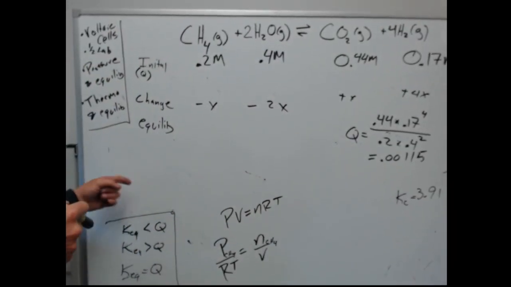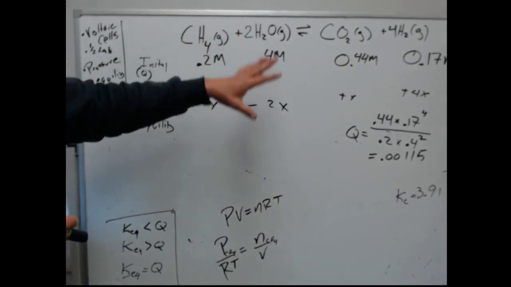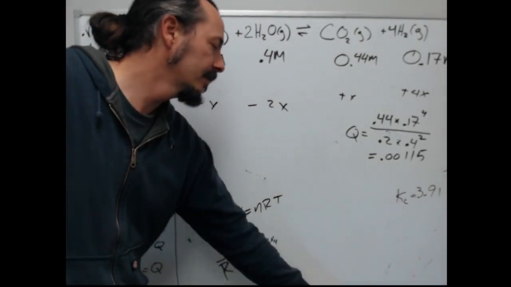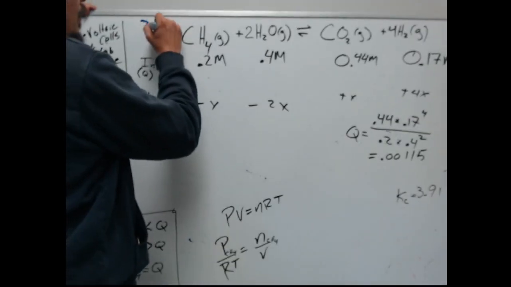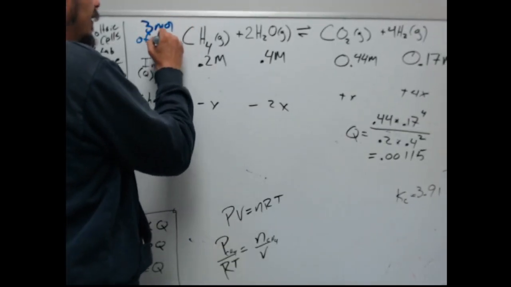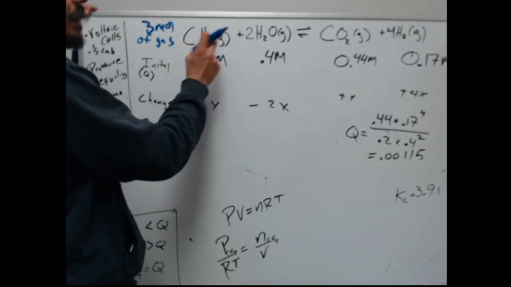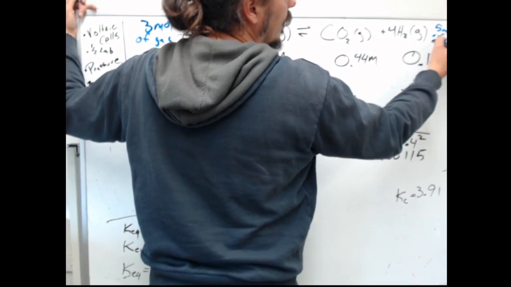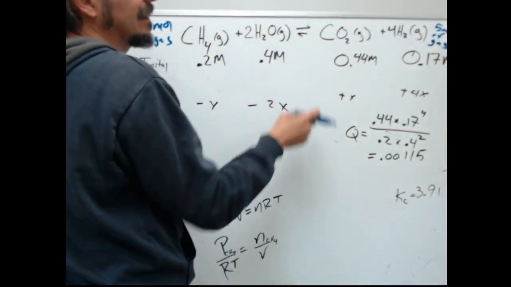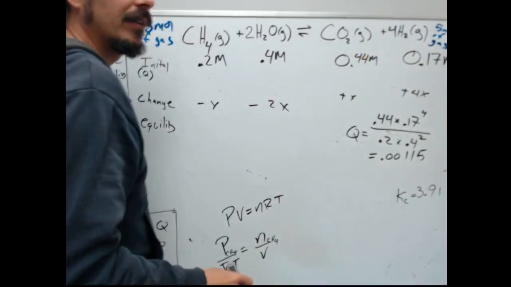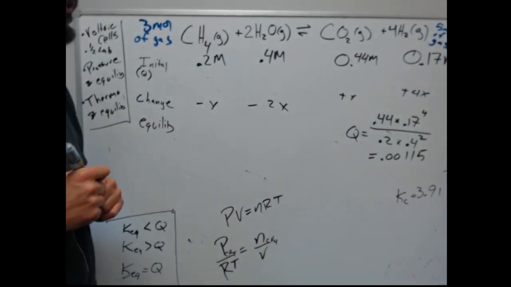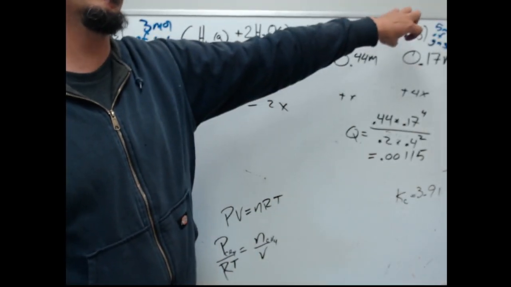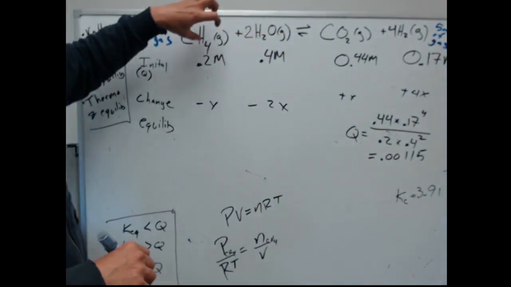So this pressure idea, the way I think about it is, I've got 3 moles of gas on my reactant side, 1, 2, 3, and 5 moles of gas on my product side, 1, 2, 3, 4, 5. So any change in pressure is going to have a bigger effect over here because there are 5 moles of gas getting affected versus 3 moles of gas getting affected.